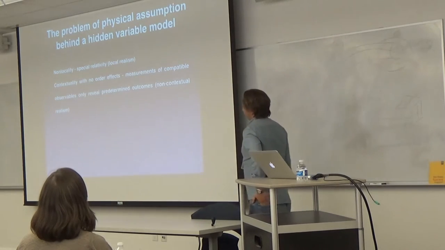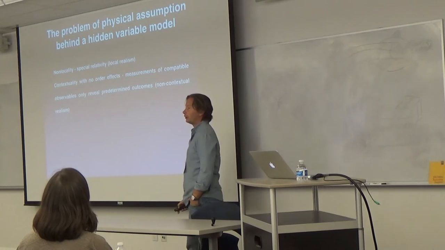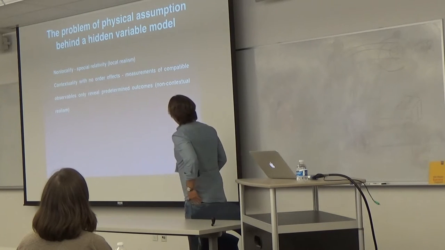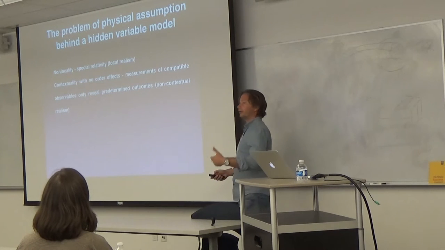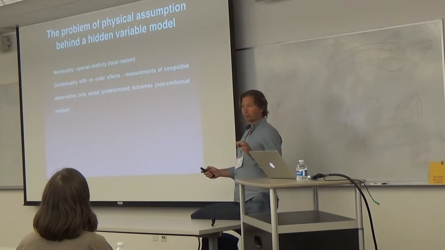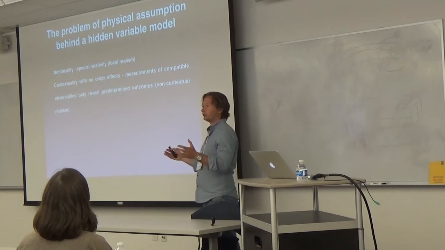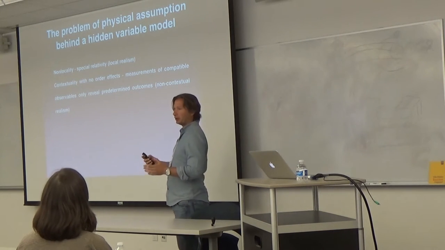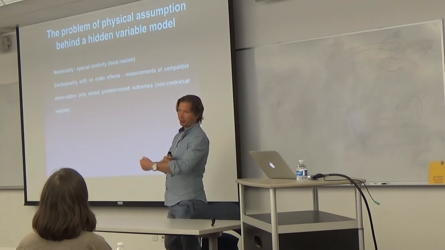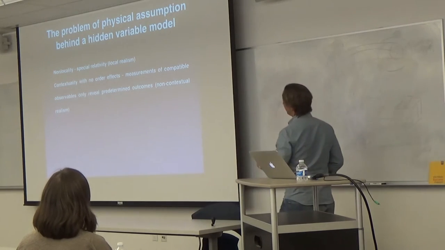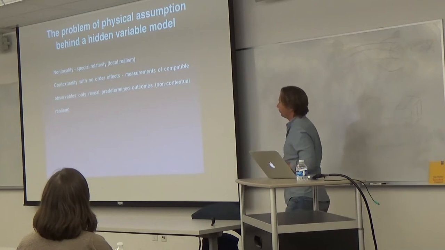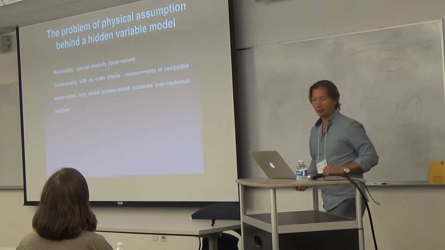Then we have this contextuality with no other effects. So here we have some kind of a problem, because right now we say the following thing: everything is local, so we need to abandon special relativity. But our assumption is the following. It's again based on our everyday experience. So we have measurements of compatible observables, and by compatible observables I mean, like in quantum theory, that the observables commute. But operationally, it means the following fact: there's no other effect. So if I measure A first and then B, I will get exactly the same outcomes as if I measure B first and later A. Okay. So for measurements of compatible observables, the measurement will only reveal predetermined outcomes. So this is the idea of non-contextual ideals.